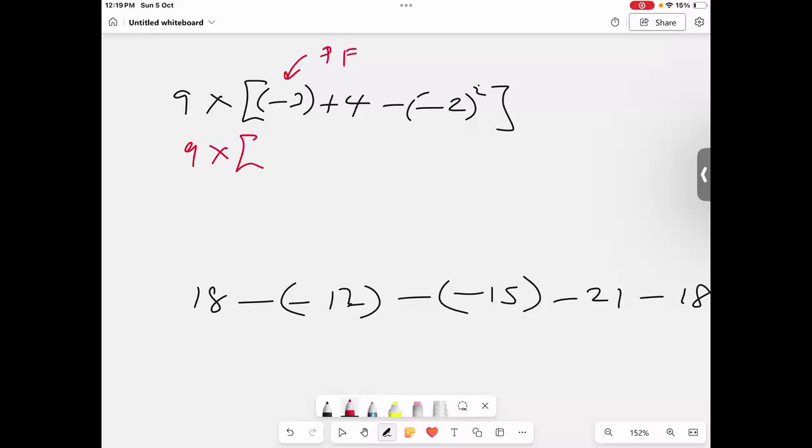Remember, PEMDAS, right? So we're going to work out the parentheses first. Inside the parentheses, I can go ahead right away and work out this minus 3 plus 4. And that's going to be minus what? Sorry, positive 1. Let's just erase that. It's going to be a positive 1.